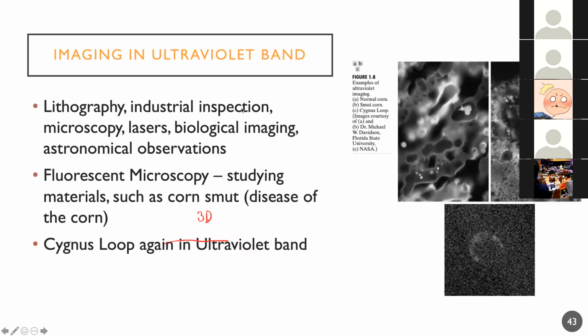The next frequency band is the ultraviolet band. The imaging in ultraviolet bands can be created for a number of applications, like industrial application, which is quite similar, and microscopy, to see tiny things, the laser, biological or astronomy as well. For fluorescent microscopy, the light in the ultraviolet band can be used for studying some disease in a plant like corn.